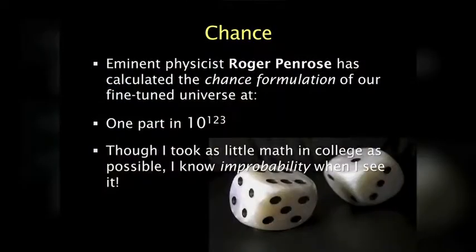The eminent physicist Roger Penrose has calculated the chance formation of our fine-tuned universe at 1 part in 10 to the 123. Now, I took very little math in college, but I know improbability when I see it. And what we see here, by Davies and Penrose, is that the universe didn't have to be the way it is. And it's so incredibly improbable that we are really driven to the conclusion that it must have been designed.